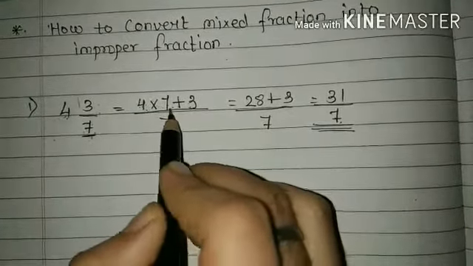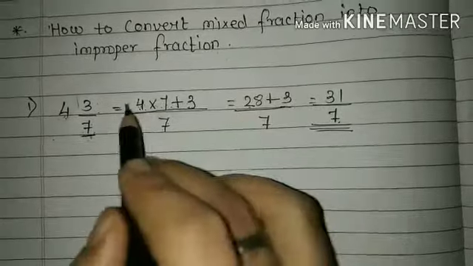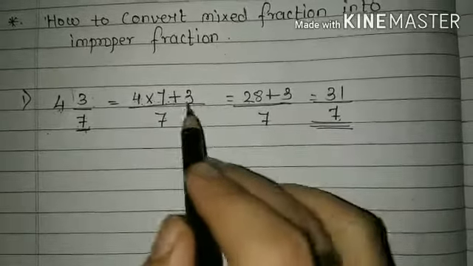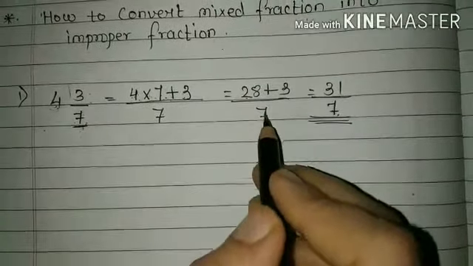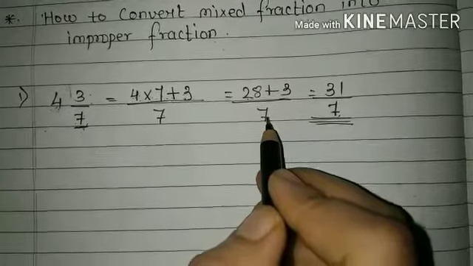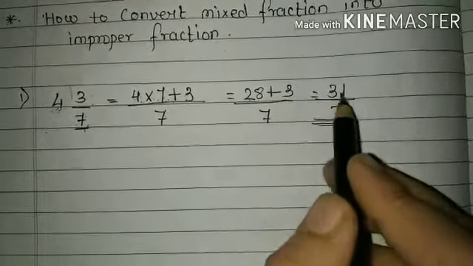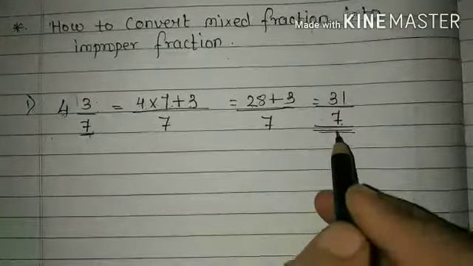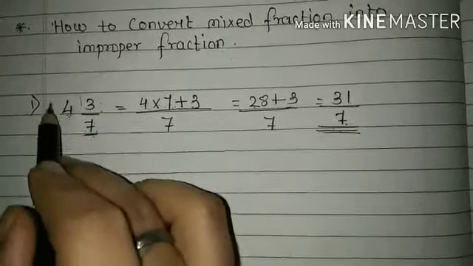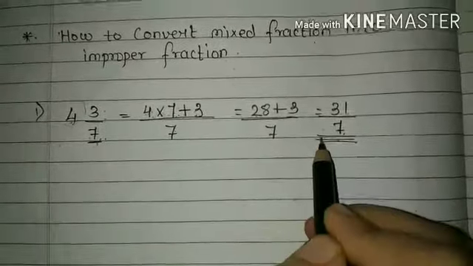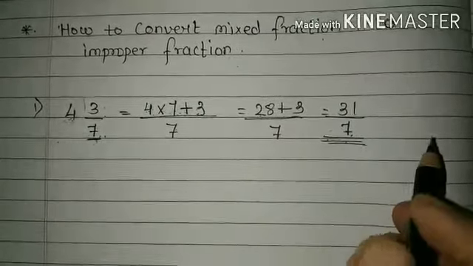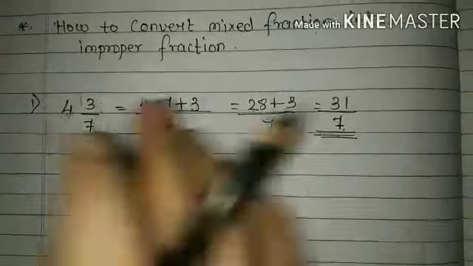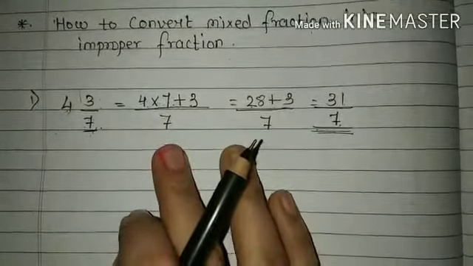So 4 multiplied by 7 is 28, because 4 7s are 28. Then plus 3. We will go step by step. Then down we have to write the denominator as it is, that is 7. Then 28 plus 3 is 31 upon 7. So this is the improper fraction answer. So we have converted this mixed fraction into an improper fraction. This is one example I have shown you of how to solve.